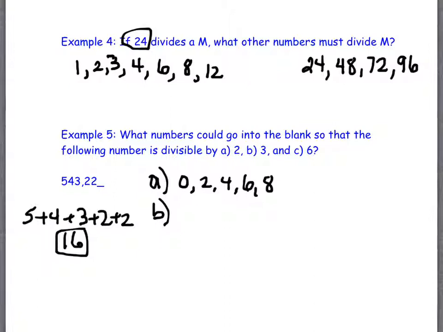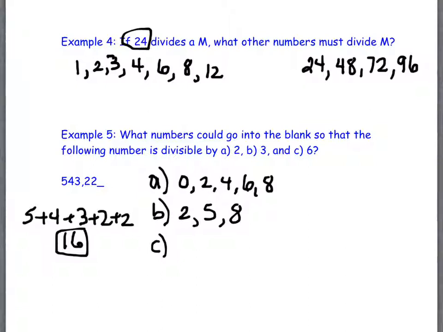That won't work. Can I put a 1 there? 2 could go there, though. Right? Because 16 plus 2 would be 18, and 18 is divisible by 3. What else could go in that blank? 5. Because 16 plus 5 is 21. Good. How about 8? 8 plus 16 would be 24. Yes, 24, and 24 is divisible by 3. How could I decide what numbers would need to go in the blank so that it's divisible by 6?